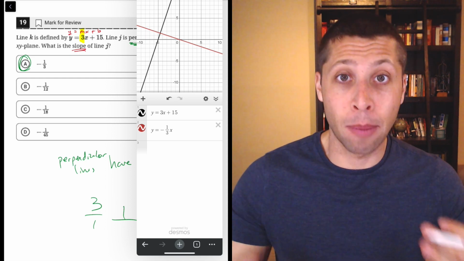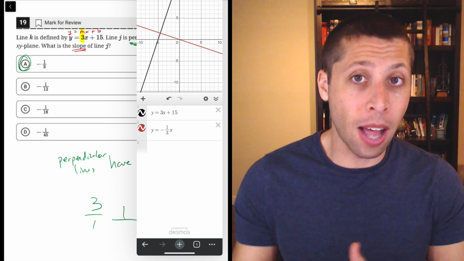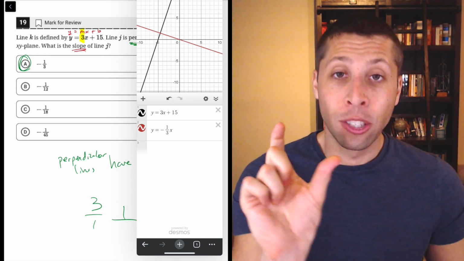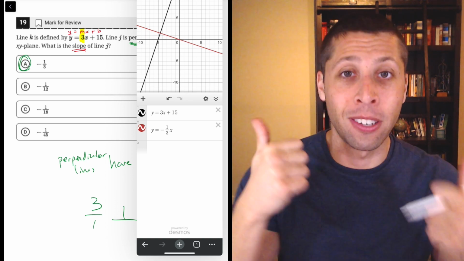And yes, for next time, just memorize that perpendicular lines in the XY plane are going to have negative reciprocal slopes. Change the sign, change the fraction, and you're good to go.